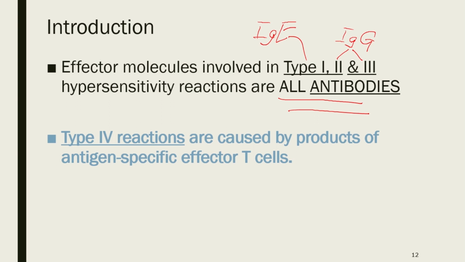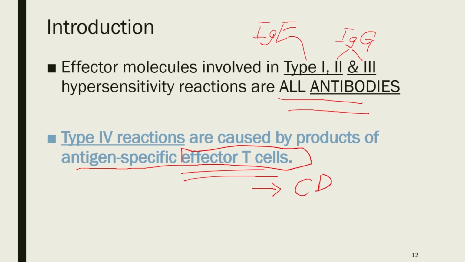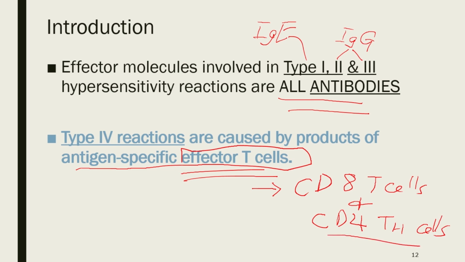Now, type 4. Type 4 is different because it has a different color. Type 4 is different because it is caused by products of antigen-specific effector T cells. Remember what an effector T cell is? Effector T cells are CD8 T cells and CD4 TH cells, right? Okay, so those are our effector T cells.